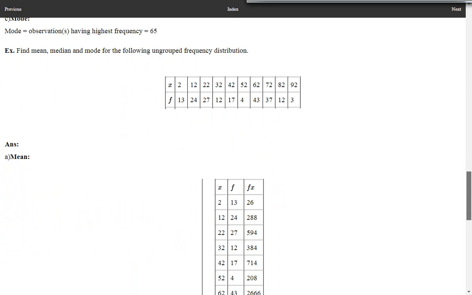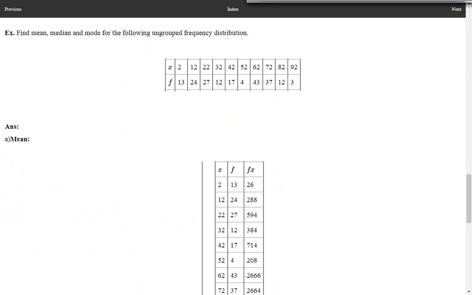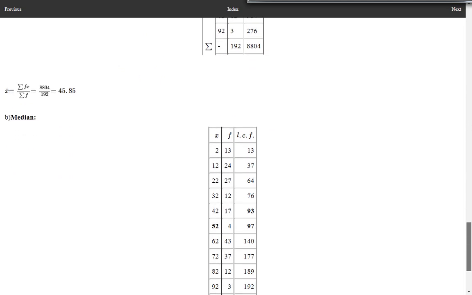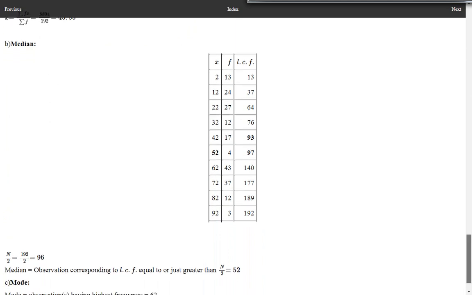For practice, you solve this example on your own. Again, this is an example of a discrete frequency distribution, that is, an ungrouped frequency distribution. Individual values, observations and their frequencies are given. Mean, median and mode are found as before. So you go through this example carefully.